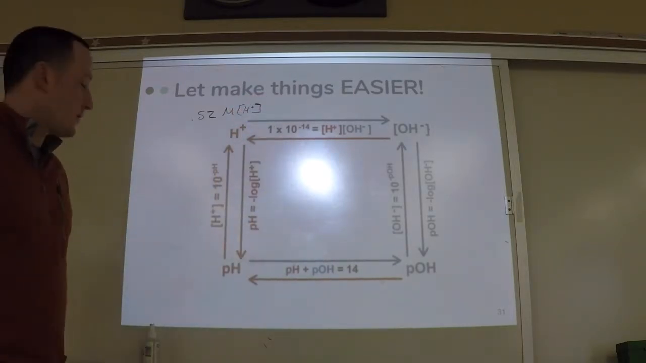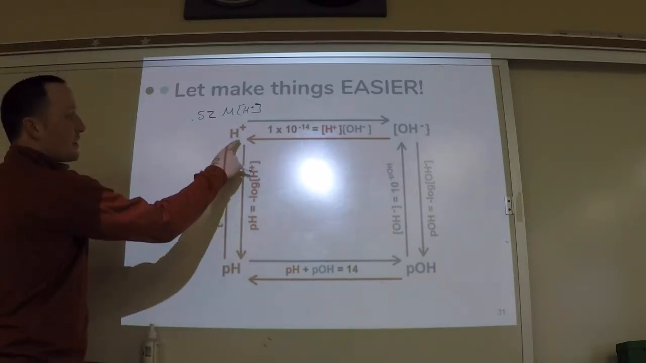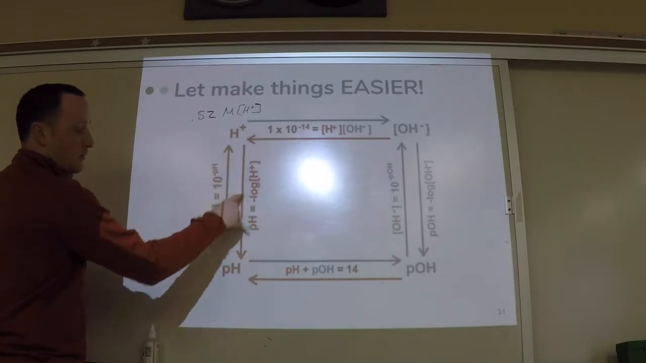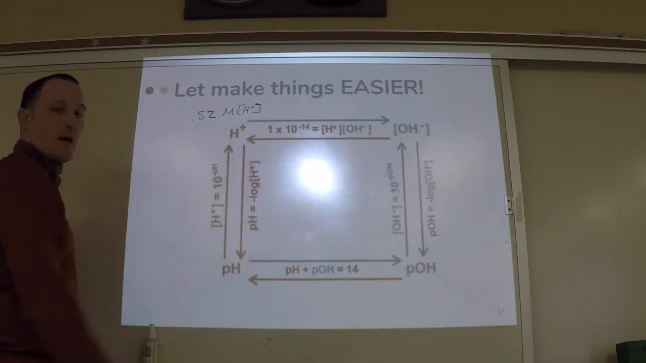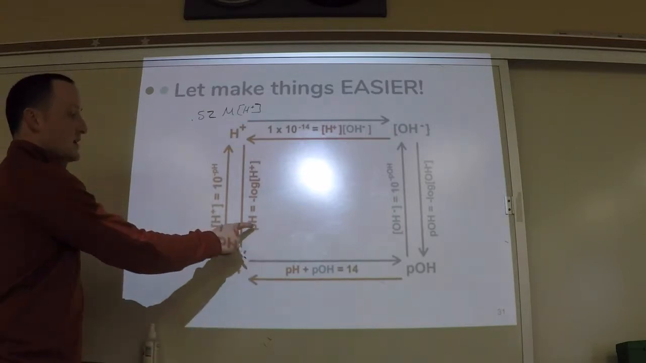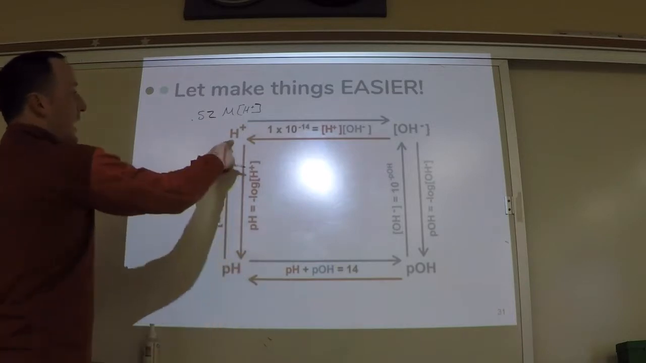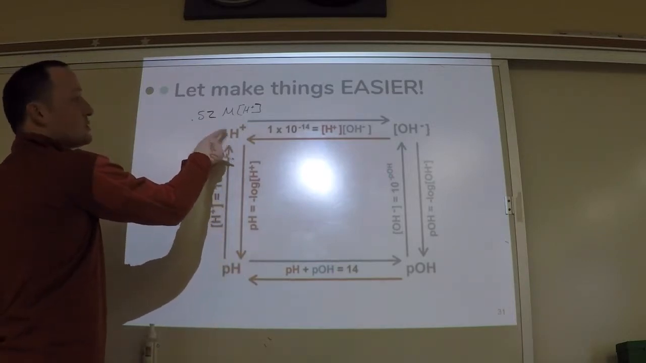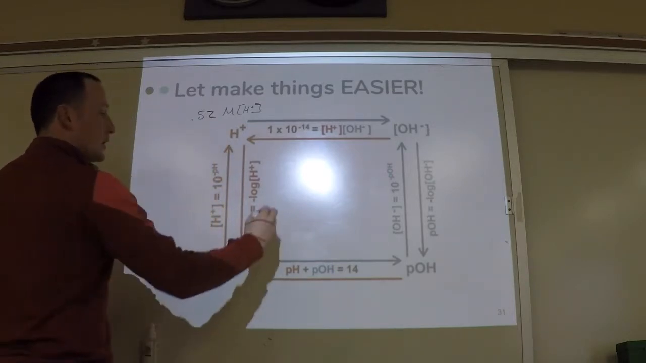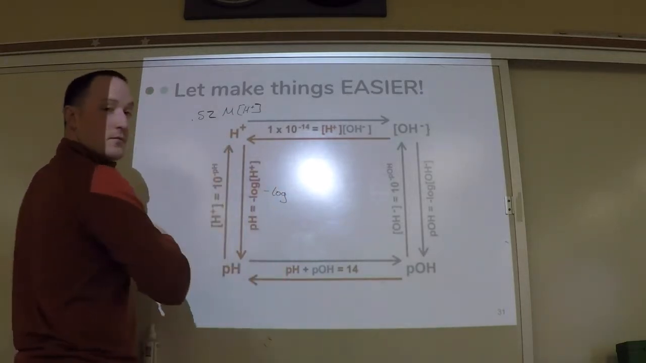And they said, find the pH. Well, here's all that I do. Notice how if I go from H plus and I follow the arrow, there's an equation on that line. That equation is going to tell me what to do. And it says the pH is equal to the negative log of the H plus. Well, I have the H plus, so what I'm going to do is take the negative log of it. So I do the negative log of 0.52.